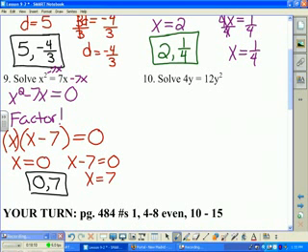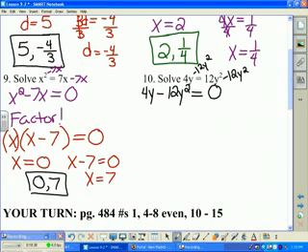Okay, last problem, problem number 10. Same idea, we don't have equals 0 in the problem, but we want it there. So we need to move one thing. We can move the 4y or we can move the 12y squared. Just for the sake of being different, let's move the 12y squared this time. That'll give us 4y minus 12y squared equals 0. 12y squared minus 12y squared is 0.